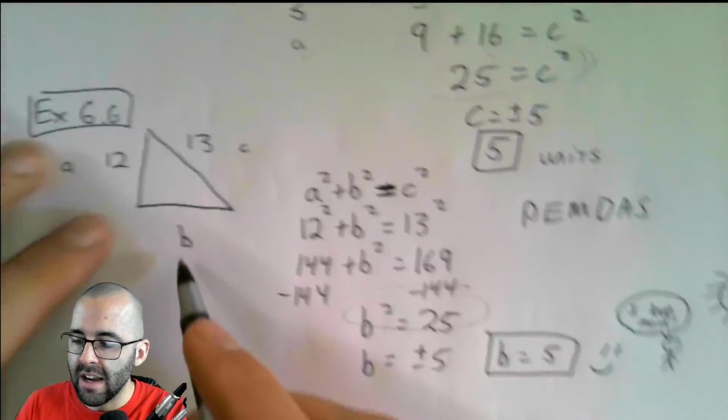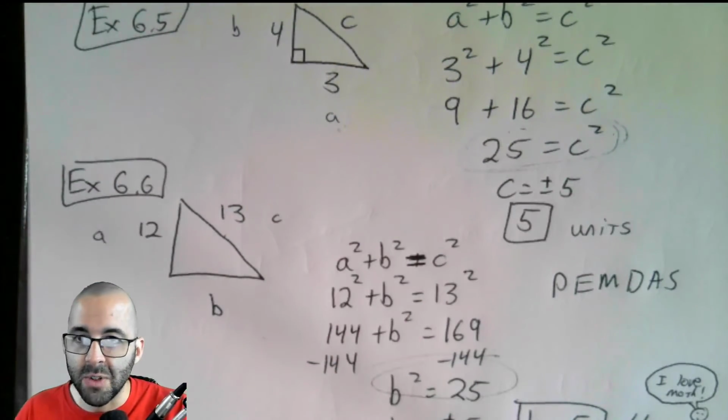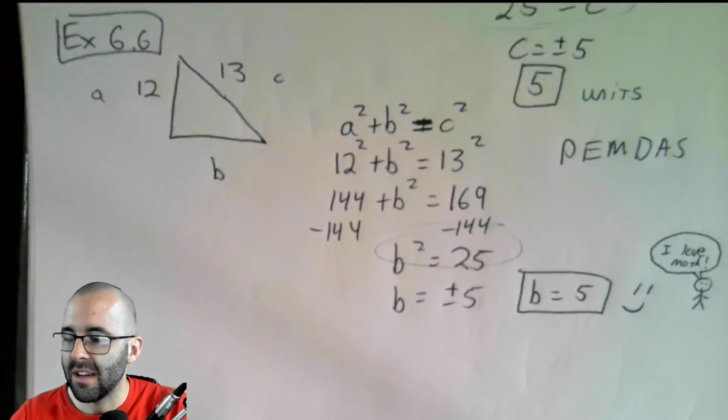And again, 5, 12, 13, 3, 4, 5. These are examples of famous magical triangles. We won't talk too much about those, but they have some names.